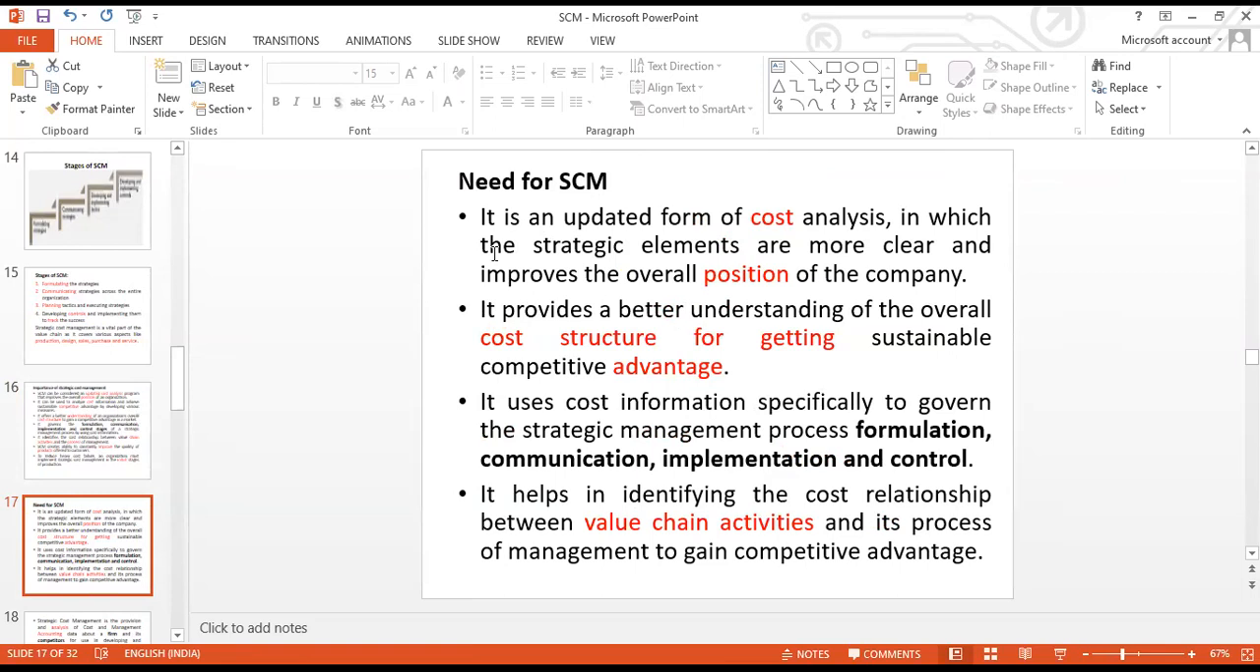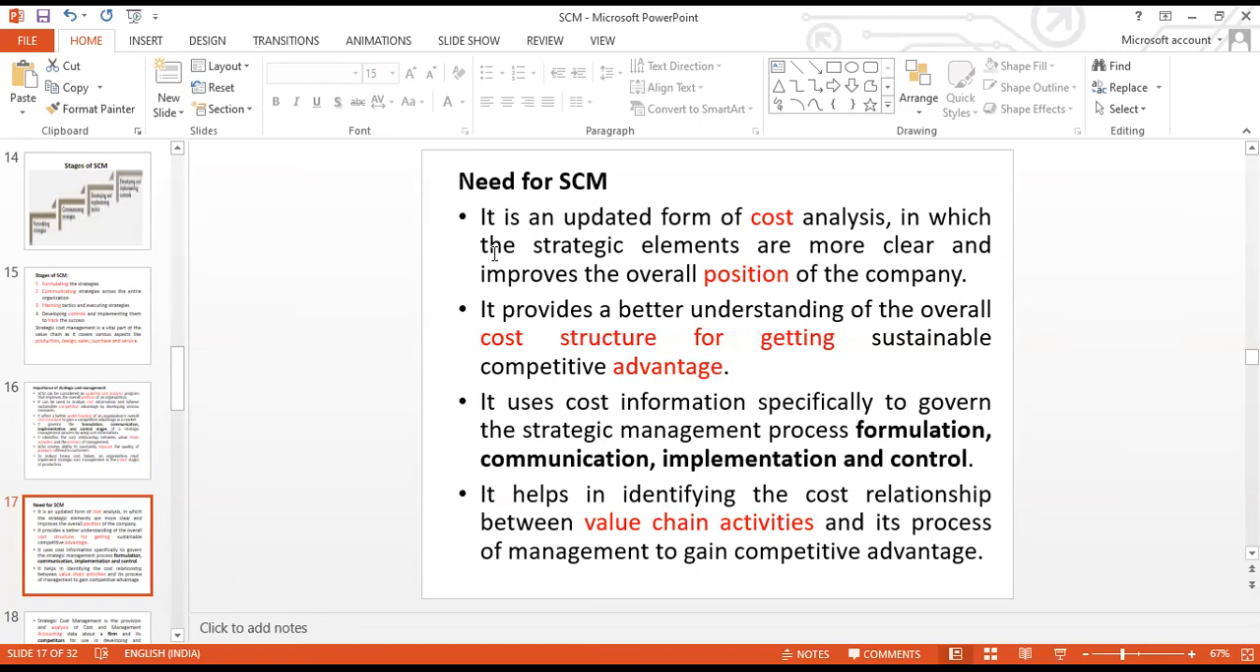Traditional costing mein hum log kya karte the? Just we were recording the cost product wise, and we were just allocating this cost to various cost centers. So isme kya karna hai? Mujhe kuch policies decide karne hai. Mujhe strategies decide karne hai. Kiske cost reduction policies, mujhe decide karne hai. So it is the updated form of cost analysis in which strategic elements are more clear.